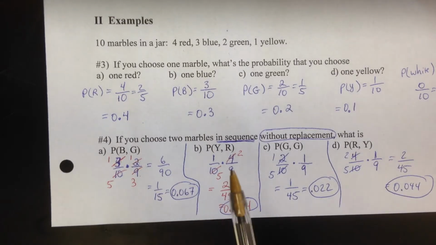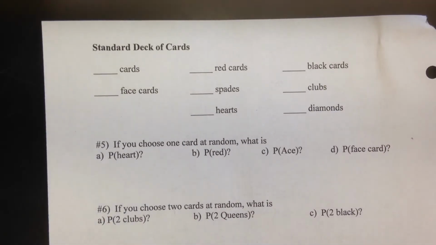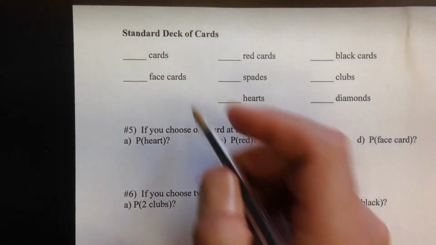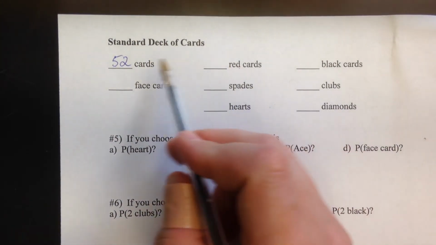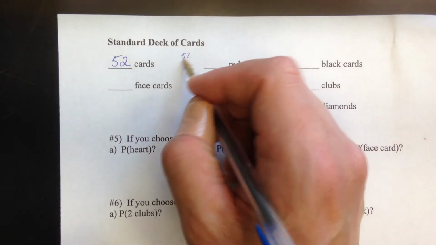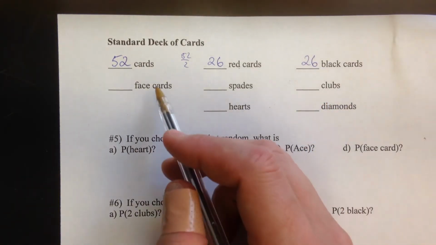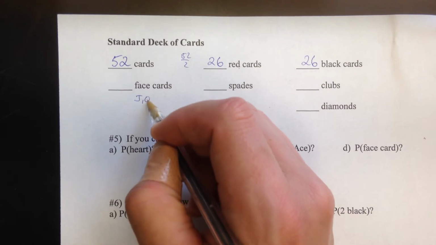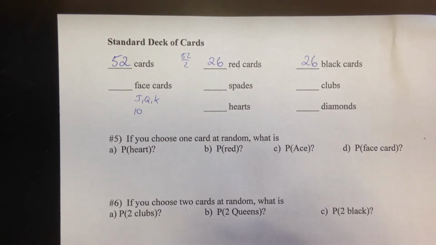All right, so let's flip it over here, and let's start talking about cards. Now, in a deck of cards, you got to know a couple things in a standard deck. First of all, there are 52 cards in a deck. Half of them are red. So half of 52, if you take 52 and divide by 2, you get 26. Half of them are black, so that's also 26. Face cards, well, that's going to be your jacks, queens, kings, and we're also going to include tens on that, okay? And the reason why is we'll get to that in a little bit.